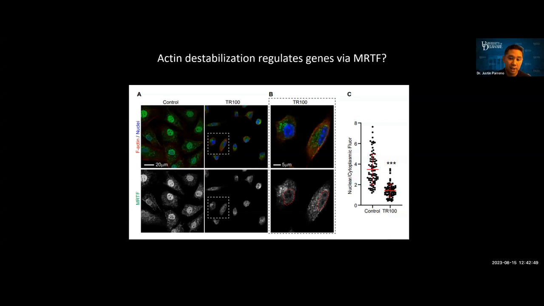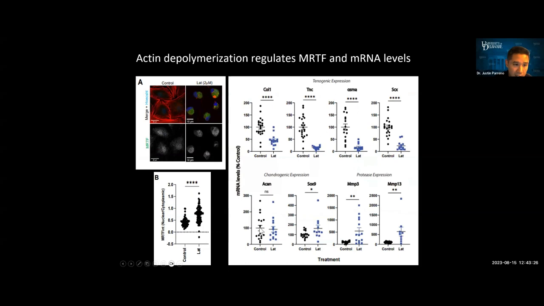So this work was conducted by Valerie West and Matt Ebron in my lab. What we first found was that if we treated with TR100, there was nuclear export of MRTF. Again, MRTF has a high affinity to G-actin, so MRTF is exported into the cytoplasm of cells. As you can see here, we did nuclear cytoplasmic analysis. We just circled the entire cell, circled the nucleus, and calculated the proportion of fluorescent intensity in the nucleus versus cytoplasm. And we found that by treatment with TR100, there's a decrease in nuclear MRTF. In a similar fashion, we also destabilized or depolymerized F-actin directly by treating with latrunculin.